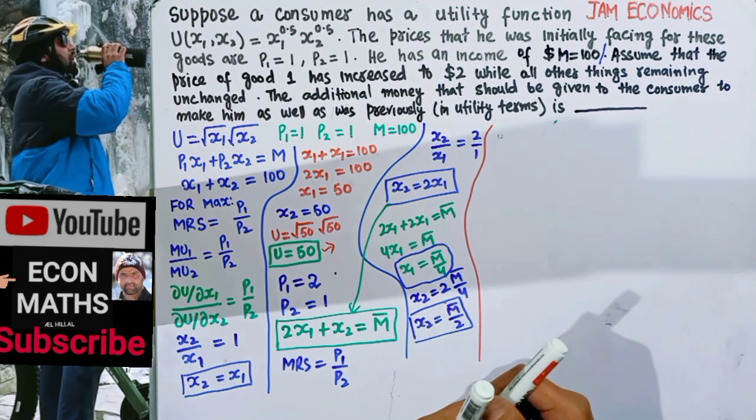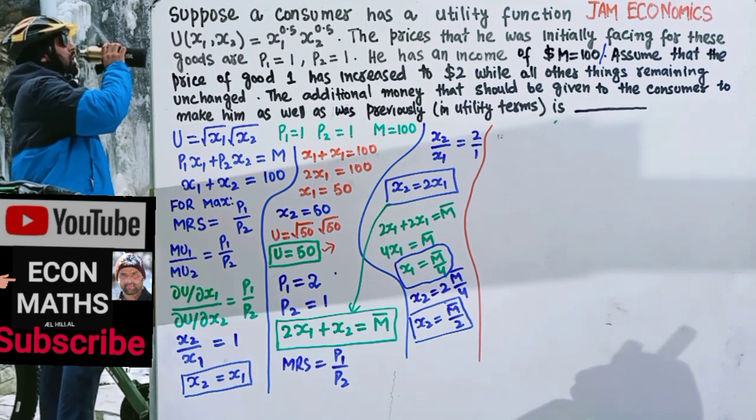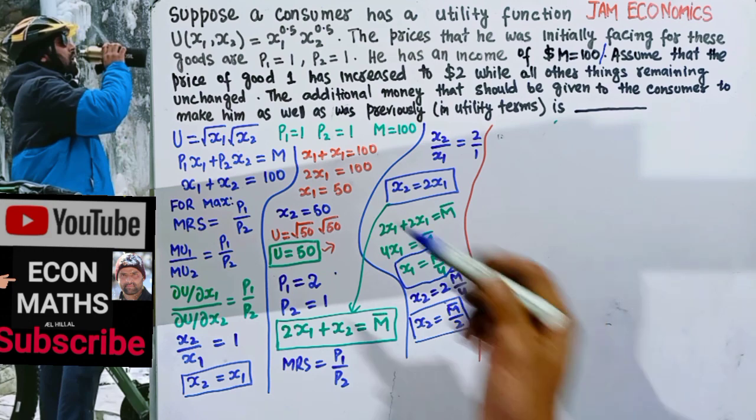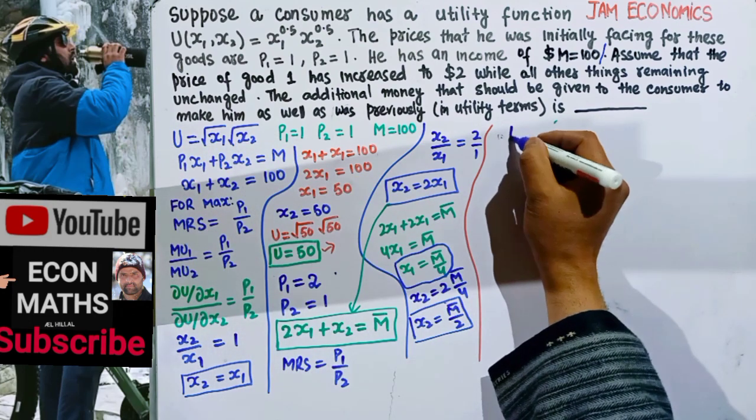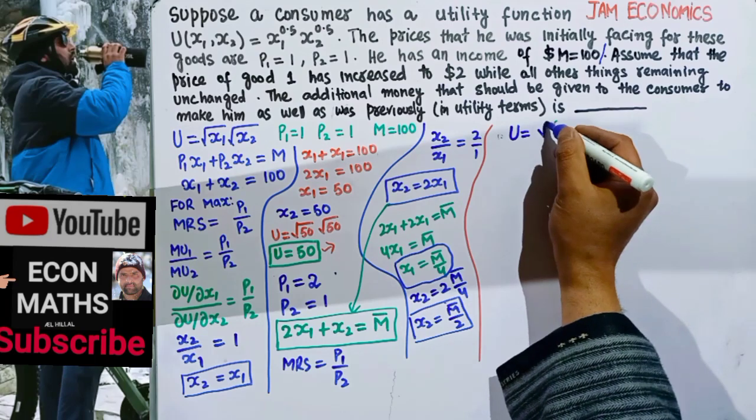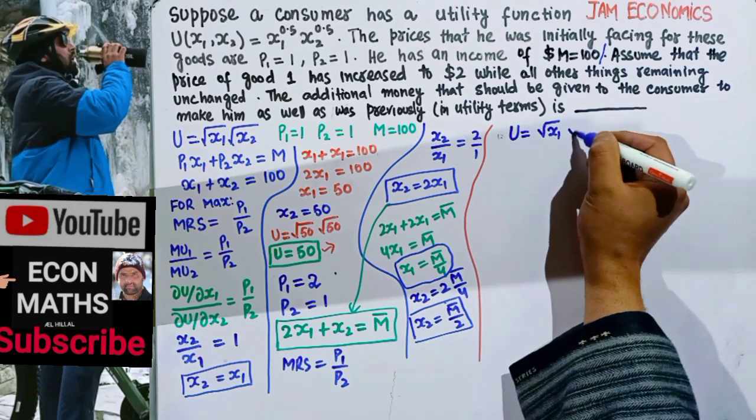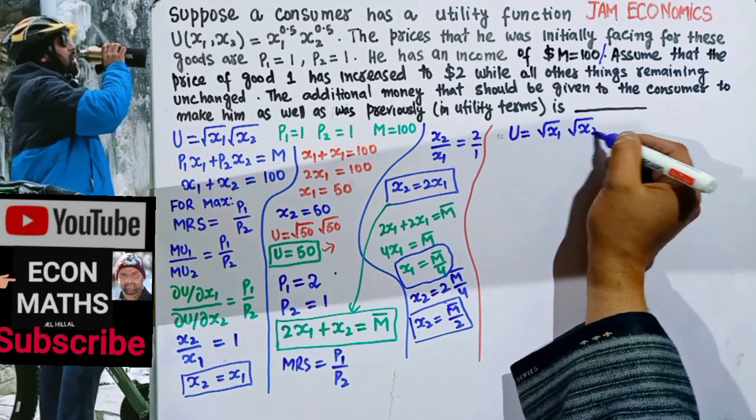We need to find out how much extra money we want to give him. For that, what will we do? This is our utility function. U is equal to under root x1 times under root x2.